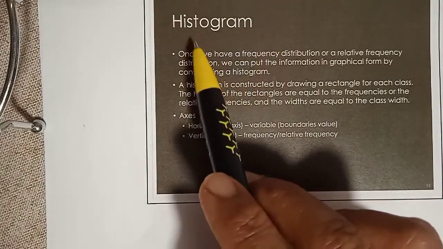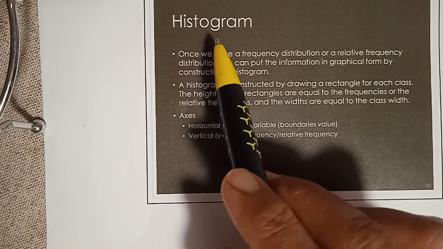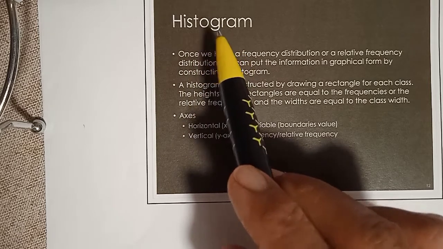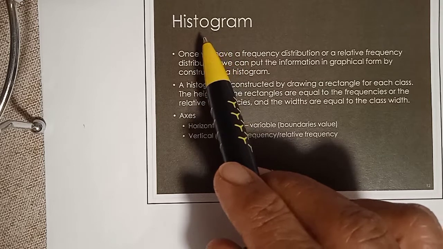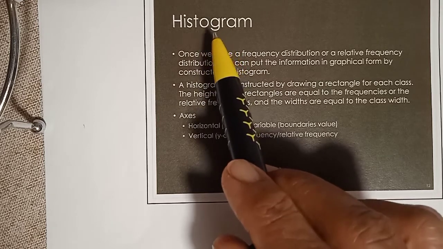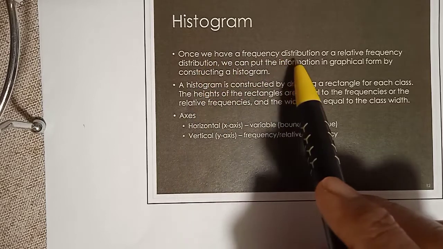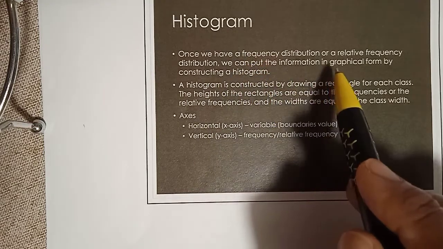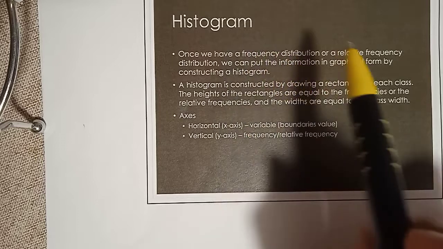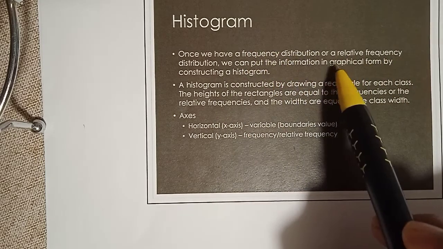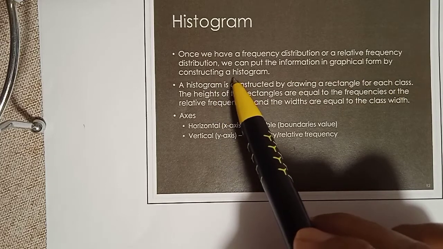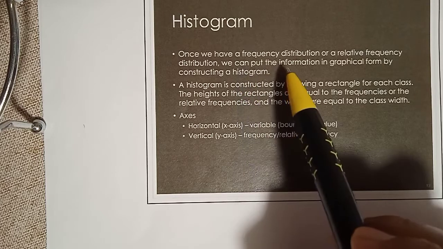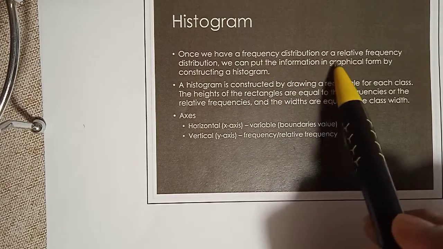Histogram. Okay. Histogram is one form of presentation of data where we can choose to display the information of data we collect. Once we have a frequency distribution or a relative frequency distribution, we can put the information in graphical form. So, histogram is information that can be placed in a graphical form, by constructing a histogram. This is the name of a graph where we can display information in a graphical form.